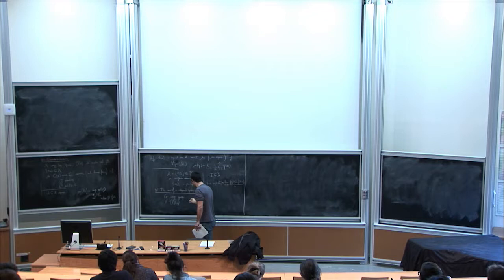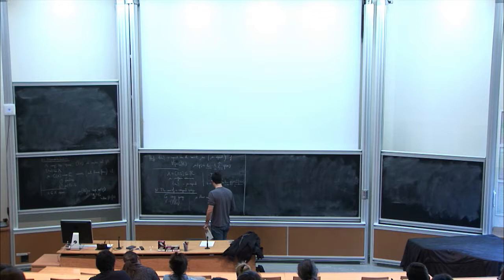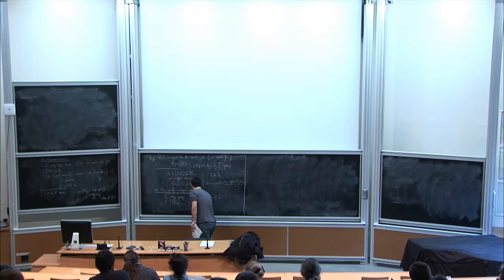So mu will be the Haar measure of G, and then I can consider a measure on X that I will still denote by mu, and that is defined the following way. For a continuous function on X, I will define mu of phi to be the following.